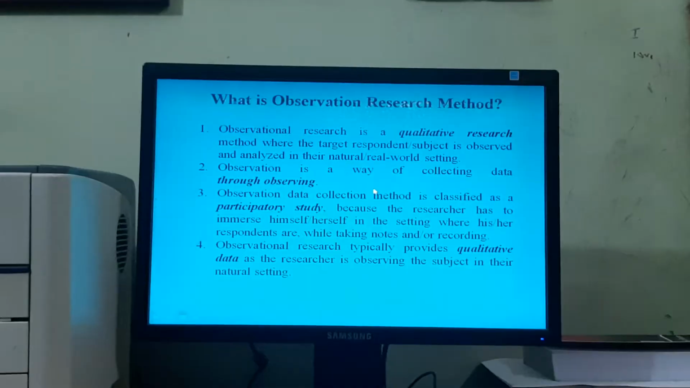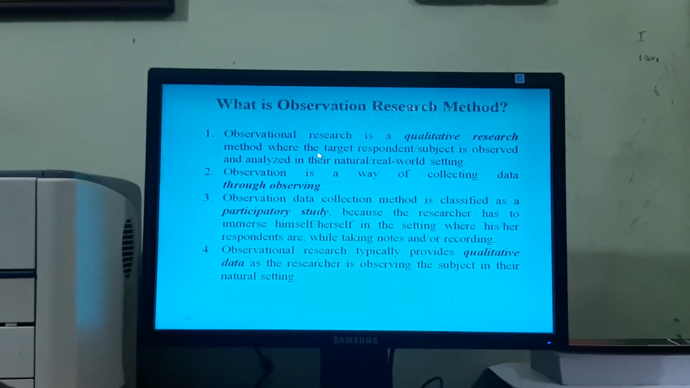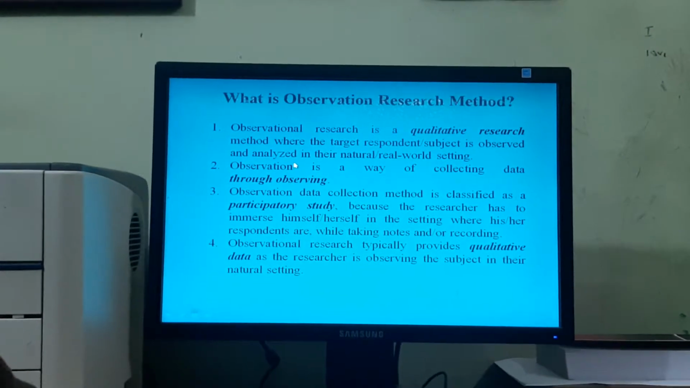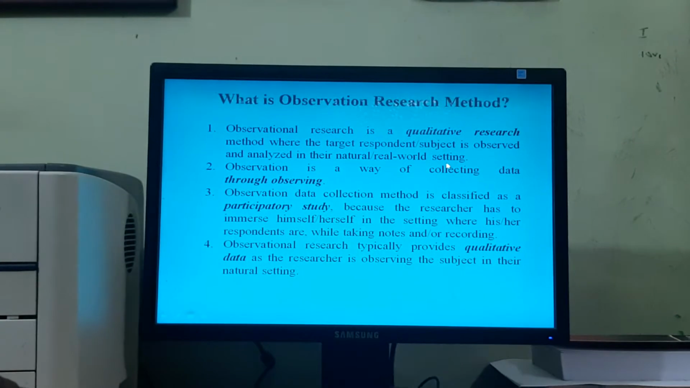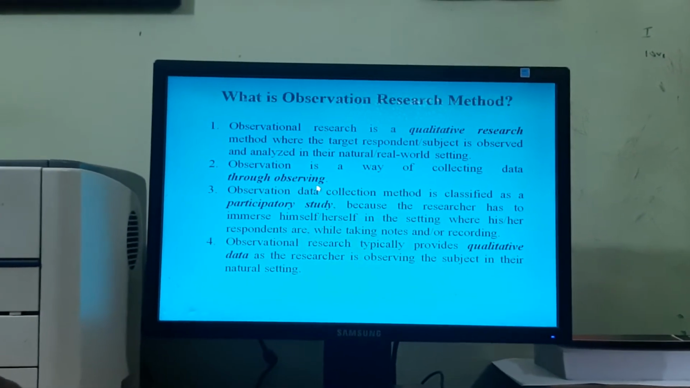In the observation research method, the researcher observes the people and their behavior and the objects, and based on observation collects information, then analyzes the information and prepares the research report. Observation research is a qualitative research method where the target respondent or subject is observed and analyzed in their natural real world setting. Observation is a way of collecting data through observing.